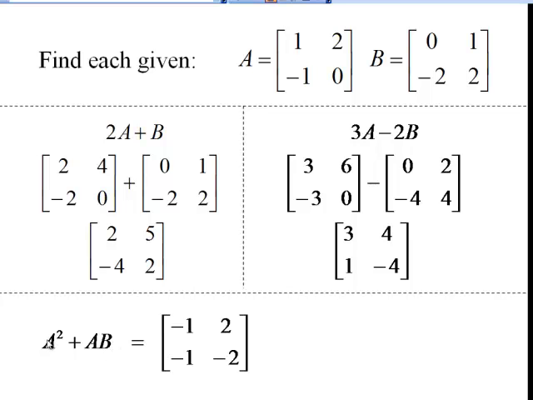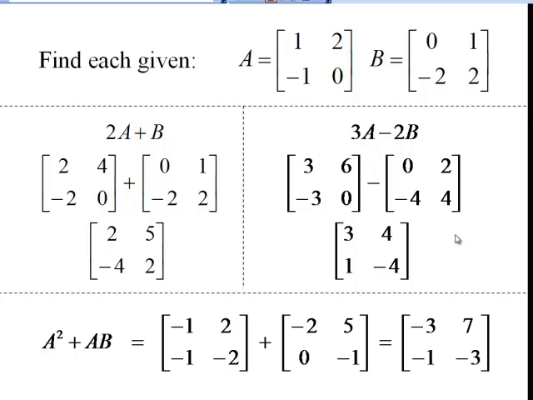If you take a squared, you multiply a by itself, it should give you this. A times b, if you multiply 1 times 0, 2 times 2, and so forth. And when you combine those, I believe you get negative 3, 7, negative 1, negative 3. Again, you can use a calculator on these. And there is a chance with all this multiplication that I made a mistake someplace. So you can use a calculator on these.